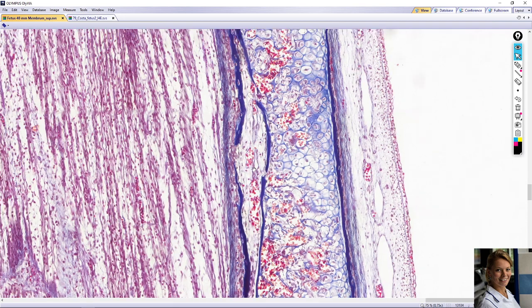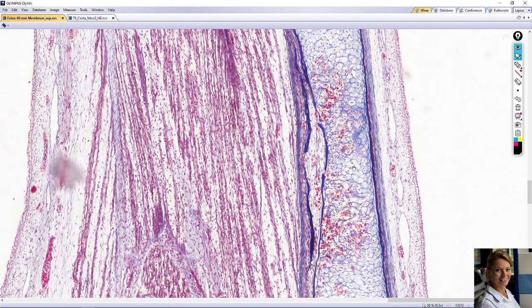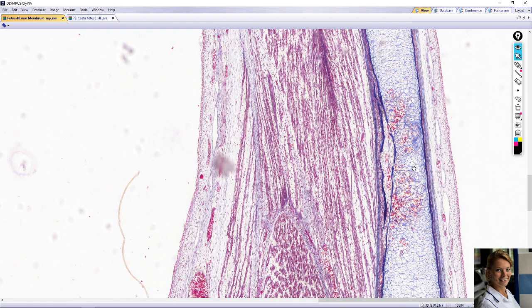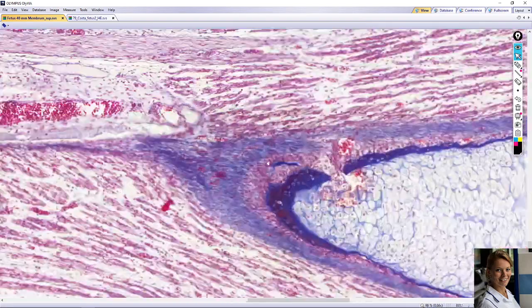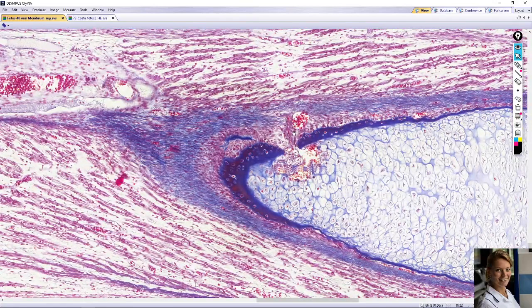For example, here you can see the blood vessels which enter the diaphyseal region of the long bone. And also here you can see blood vessels penetrating to the cartilage with hypertrophic chondrocytes.